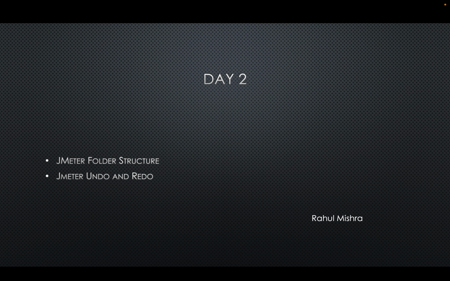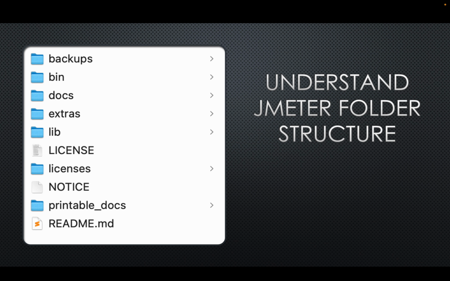Today, we are looking at the JMeter folder structure and JMeter undo and redo. By default, undo and redo isn't enabled in JMeter, but it is very useful, because if you change something wrong, you can undo, or if you removed something by mistake, you can redo. That's why enabling undo and redo is very important. So let's start.